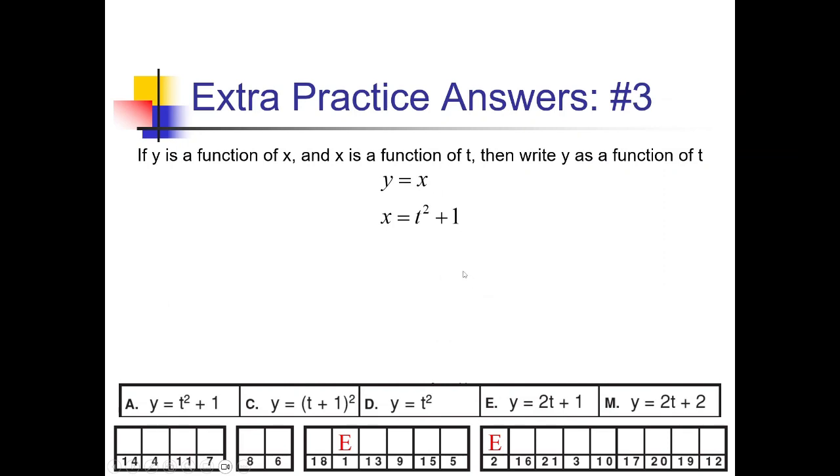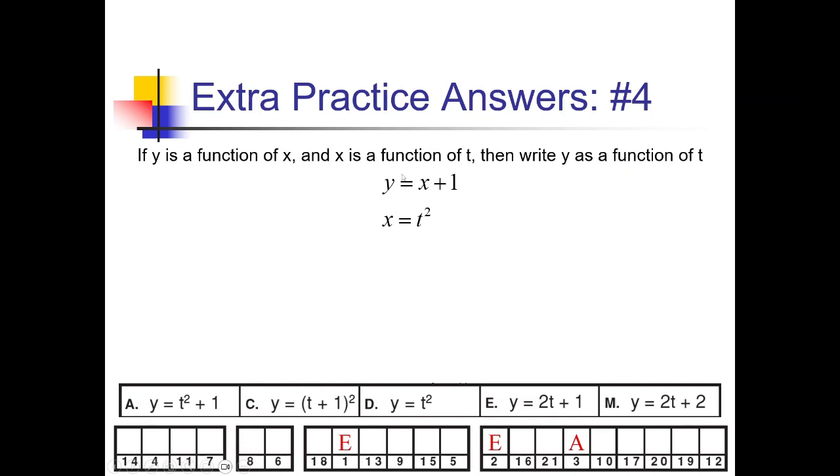For number 3, this is going to be a pretty quick problem. If y equals x and x equals all this stuff, then y just equals t squared plus 1, just a direct substitution. No simplifying to do. This one is already done. So t squared plus 1 is right there. That's A. So put that in box number 3, which is going to be right over there.